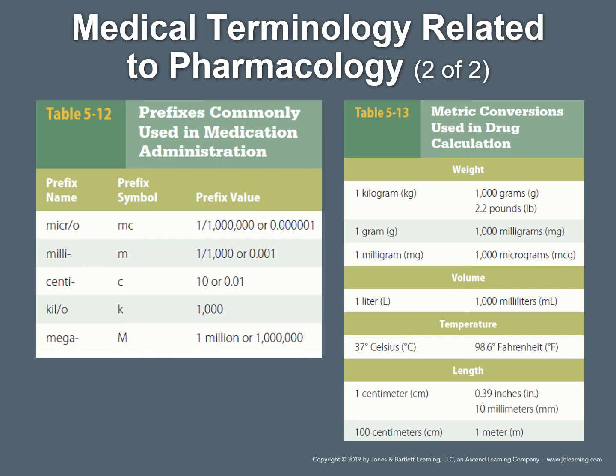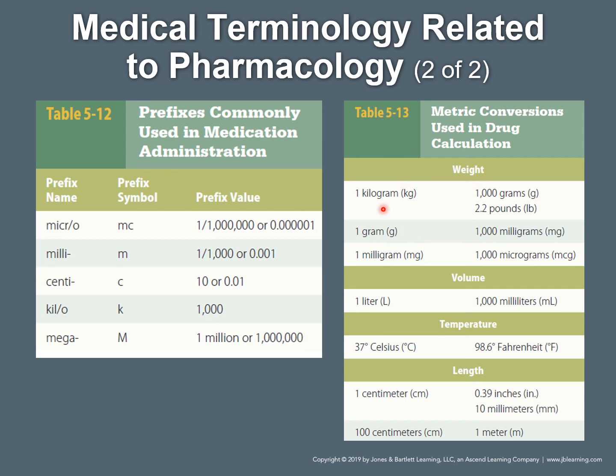And table 5-12 is going to show you prefixes commonly used in medication administration. Micro, MC, milli is a M, the centi is a C, kilo is K, mega is a capital M, and then their values, okay? So micro is 1/1,000,000th, milli is 1/1000th, centi is 1/100th, kilo is 1000, and mega is 1,000,000. And then table 5-13 is metric conversions used in drug calculations.